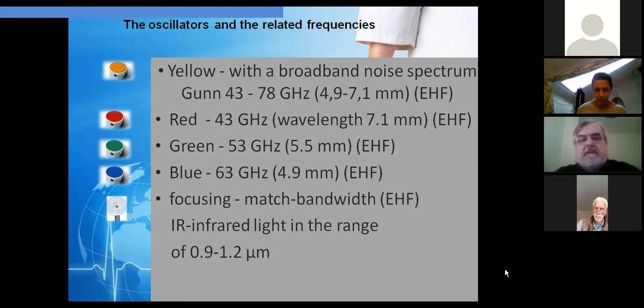In addition, we have an oscillator which emits radiation in the infrared band close to the visible light band, from 0.9 to 1.2 micrometers. It's the near infrared light. This oscillator is used to support the activities of the 4 other oscillators. It's used parallel to the other oscillators to have a more intense therapy, a more intense effect.